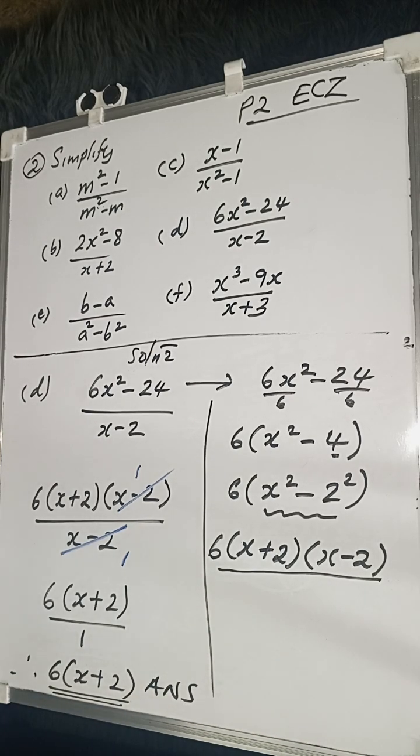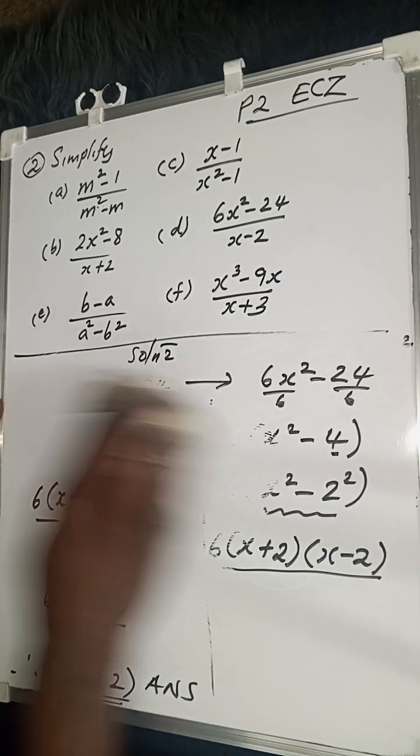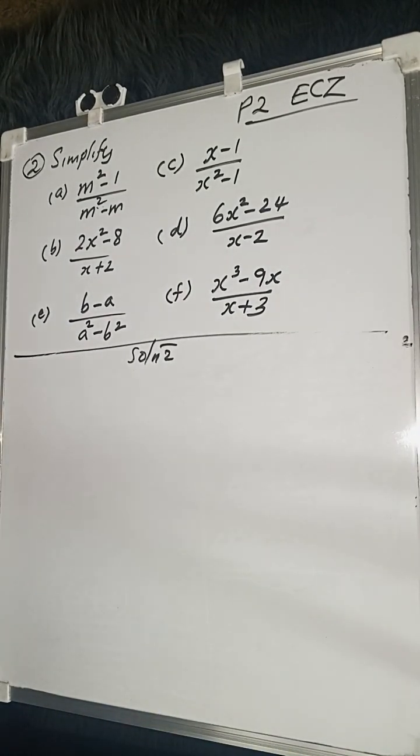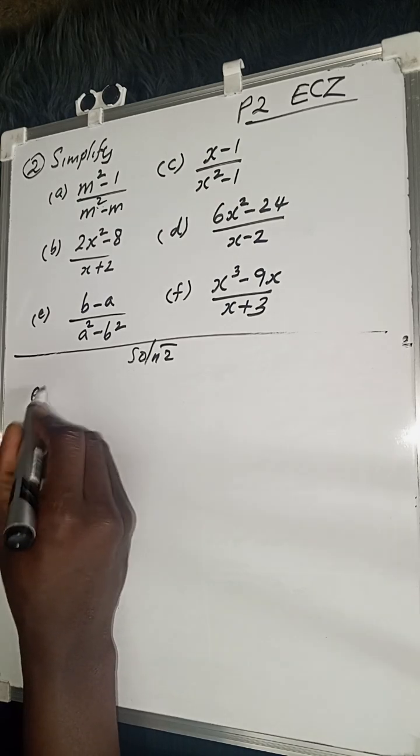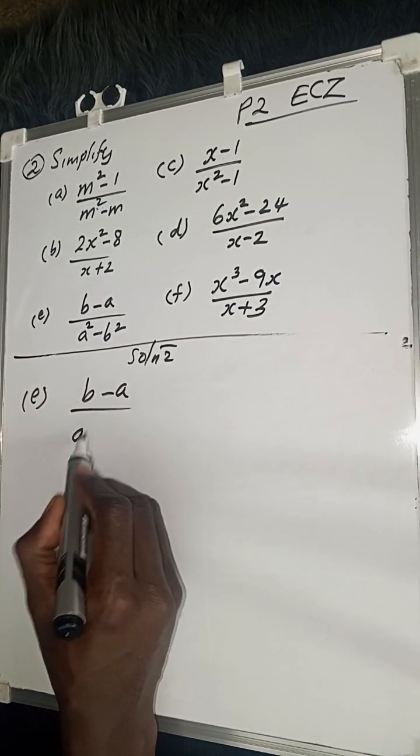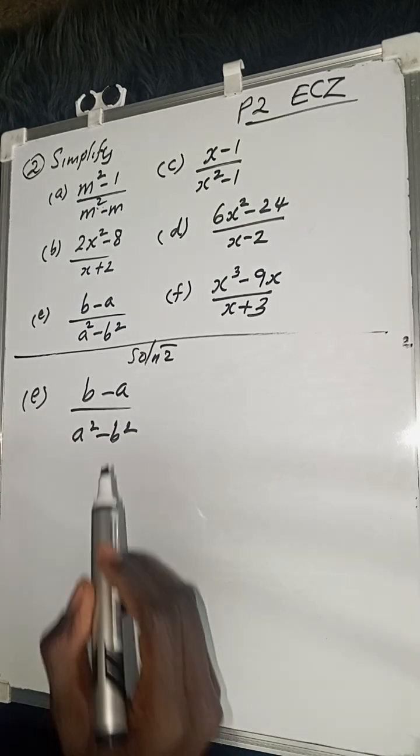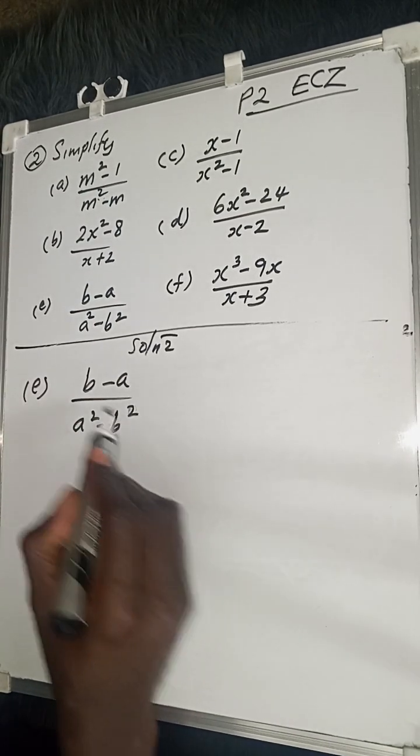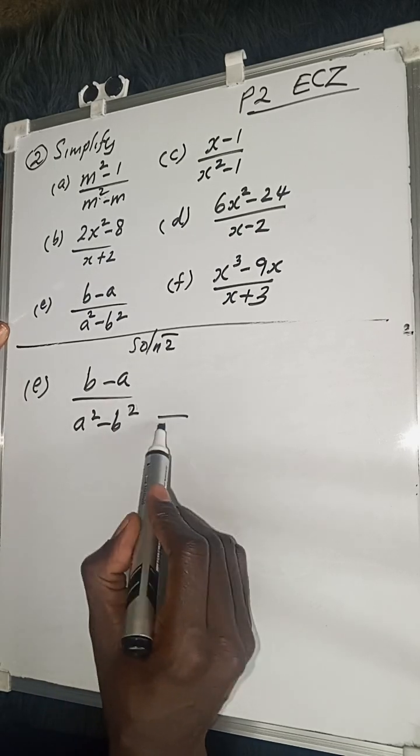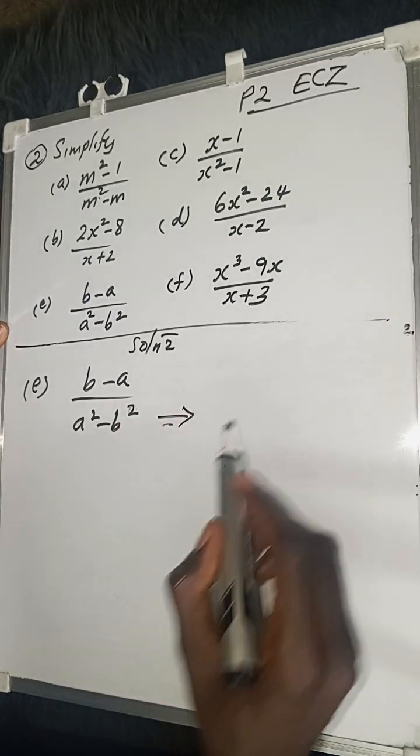So that is what we mean. You have simplified that. Right, I want you to pay attention when it comes to the E part, and let's try to see how you can do that. So for the E part, when I look at it, it says b minus a over a squared minus b squared. Of course, when I look at such an expression, the top part I cannot factorize, so I'll work with the bottom part. It's easy.